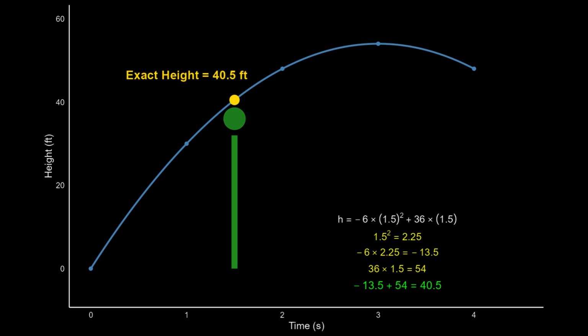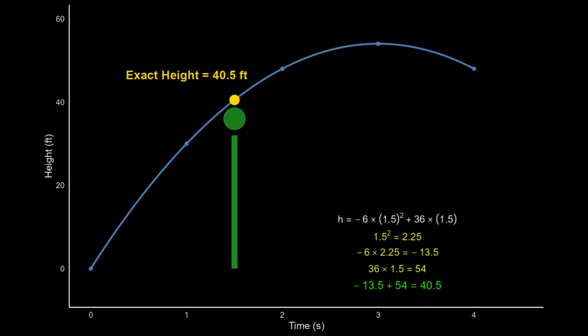At exactly 1.5 seconds, our ball is exactly 40.5 feet in the air. It clears the tree by just 6 inches. A graph couldn't show us a 6-inch difference, but algebra gives us the exact precision we needed. This brings us to a major mathematical shortcut.